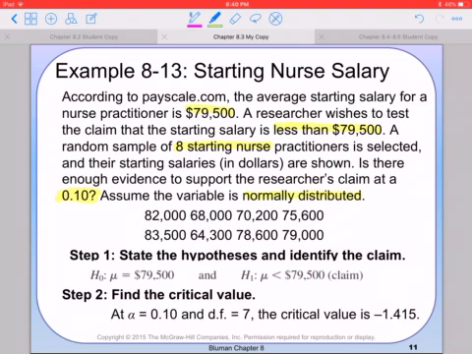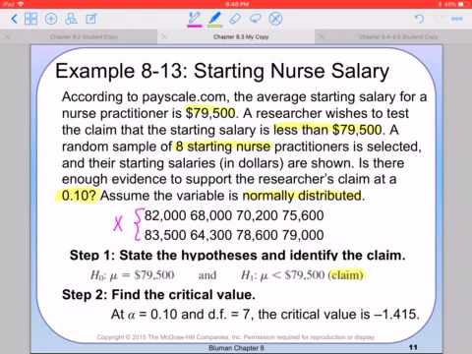So here's our 8 data values. In other words, these are different x values. We've got to state the hypothesis and identify the claim. Our null hypothesis is that the average is 79,500, and the alternative hypothesis is that it's less than that, and that's actually what the claim is.